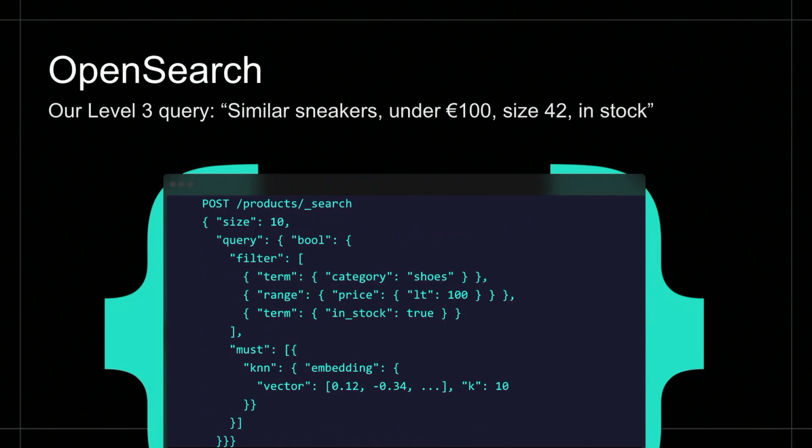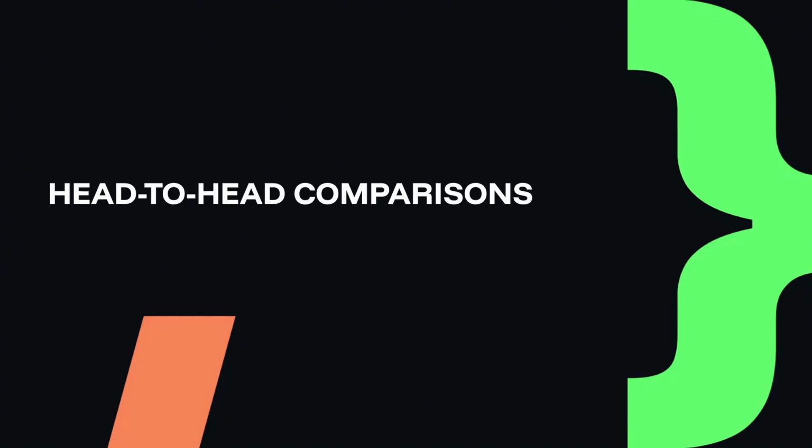Then you go into OpenSearch. The query does not look like SQL. It looks mostly REST and JSON, so it's a different style. In this case, you post to the product search endpoint, and you have two different parts. You have filter, and then you have the must clause where the vector query resides. I just wanted to show you how the query looks different.